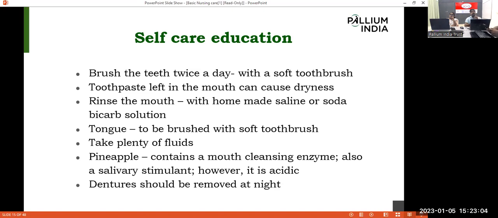Then if the patient is using dentures, they should be removed at night time and kept in a clean container. Next day, in the daytime, they can use the dentures.